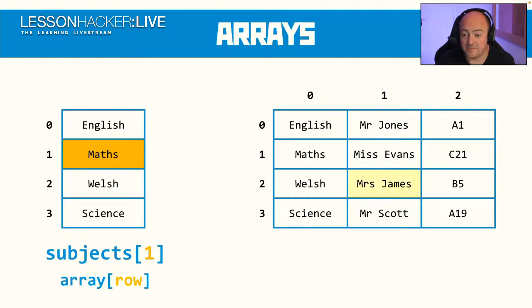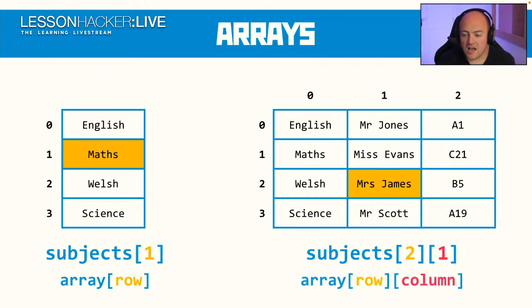In a 2D array, it's a little bit different. If I wanted to access Mrs. James there, I'd need to give the row number first and then the column number. So it's the opposite, really, to everything else. So to get Mrs. James, we'd say subjects, row 2, column 1. And that would be row number and then column.